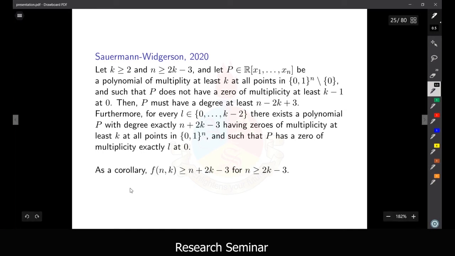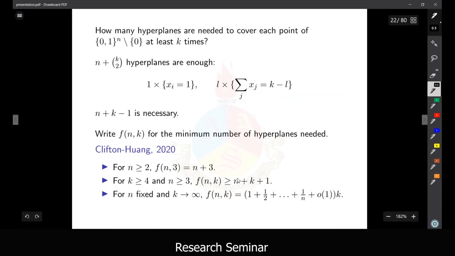So of course we have some corollary which I already stated, but there is also another corollary, namely that this polynomial method may not be very effective to get the correct bound. Like when I go back to here, we know that we need at most n plus k choose 2 hyperplanes, and we need at least n plus k minus 1 hyperplanes. And the question is, which number is more exact?